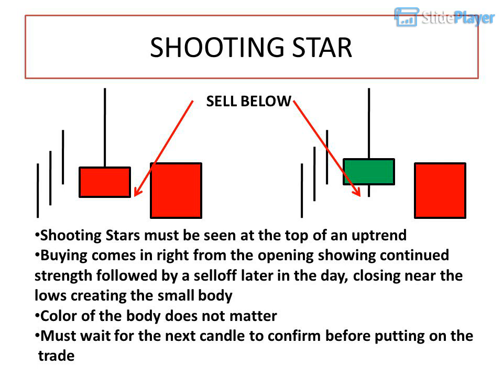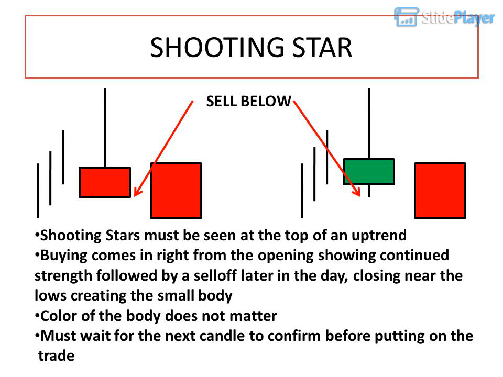Shooting star. Sell below. Shooting stars must be seen at the top of an uptrend. Buying comes in right from the opening, showing continued strength, followed by a sell-off later in the day, closing near the lows, creating the small body. Color of the body does not matter. Must wait for the next candle to confirm before putting on the trade.